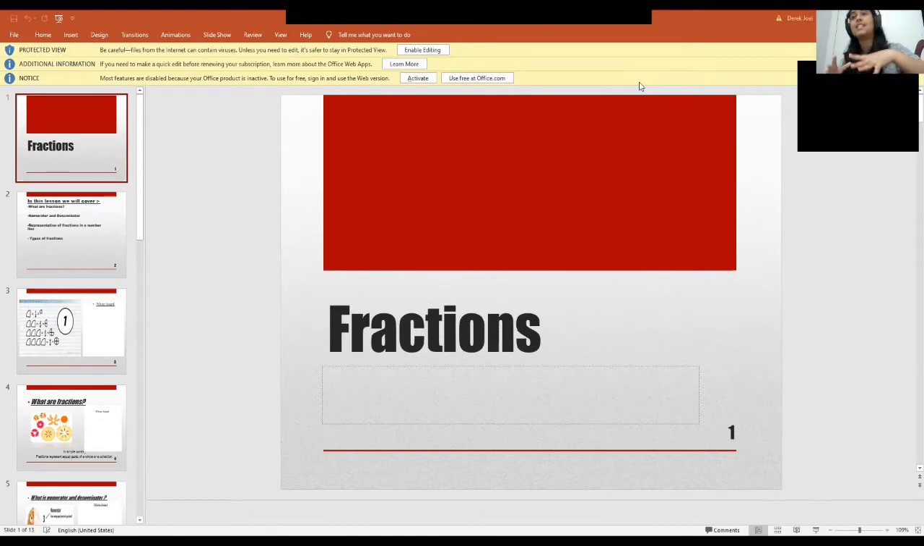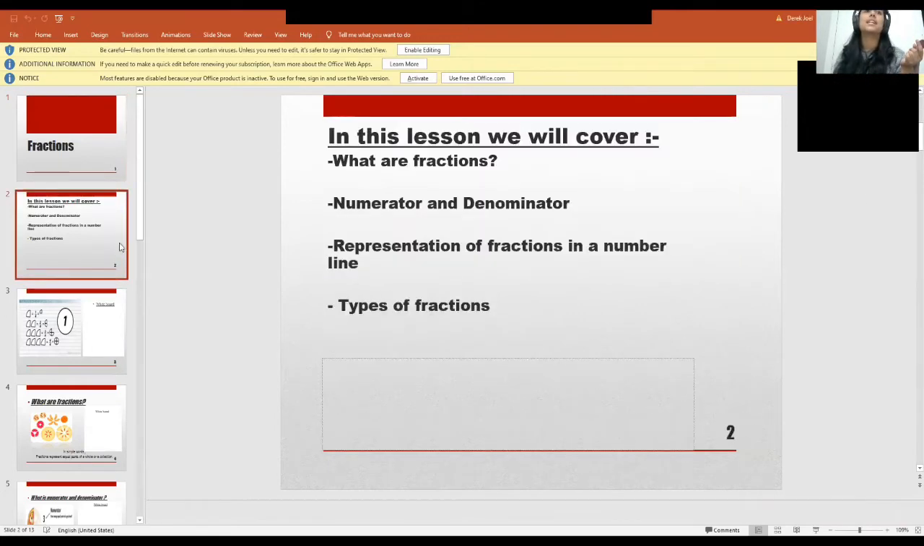In this video, we'll be covering the basics of fractions. If you're already familiar, you can skip this video and go to the second and third video. So let's see what we're going to be covering in this lesson: what are fractions, numerator and denominator, representation of fractions on a number line, and last, types of fractions.